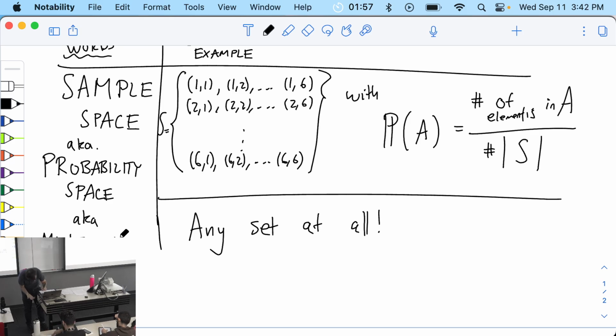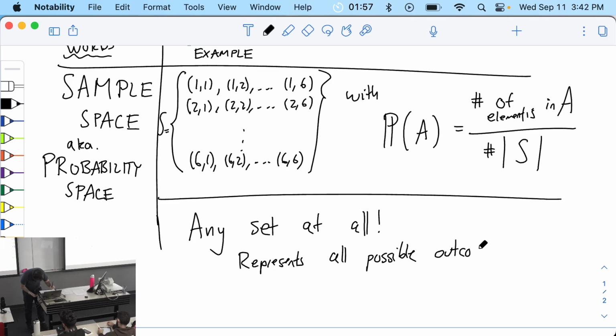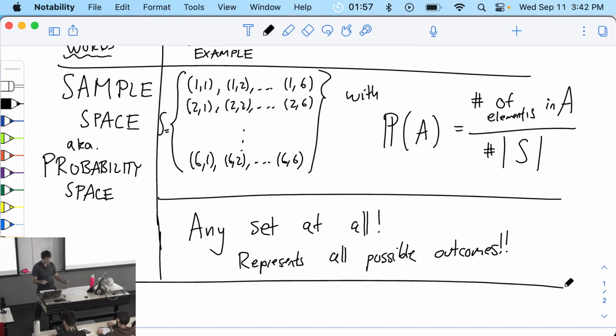The multiverse of possibilities. Okay, I guess maybe this shouldn't go in the word column. This should go in the what it is column. So all possible outcomes, and it represents all possible outcomes. Okay, so there's your first special word. We're going to get to and or in 1 minute, which is the union and the intersection.